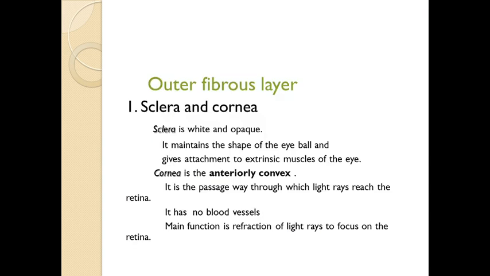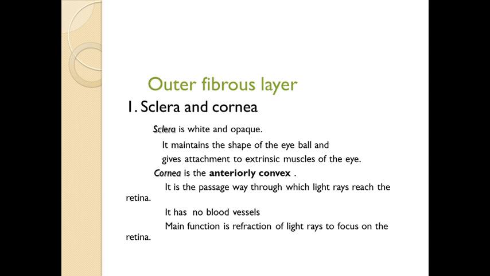Then coming to the outer fibrous layer, let's see the detailed explanations. Sclera and cornea. The sclera is white and opaque. Since it's hard, it maintains the shape of the eyeball and gives attachment to the extrinsic muscles of the eye. So those are the two main functions of the sclera.